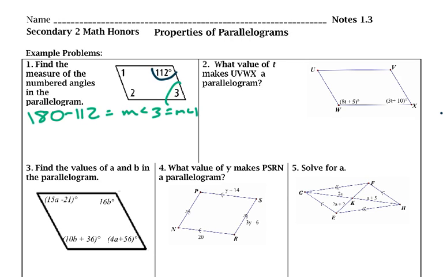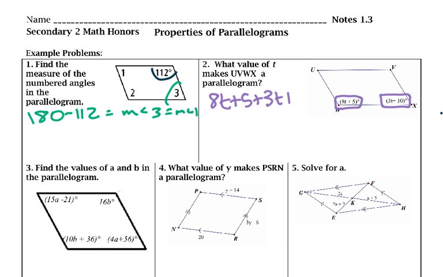Now number 2, what value of t makes UVWX a parallelogram? So if this is going to be a parallelogram, if you notice we don't have these lines telling me that it's a parallelogram, but it's saying if t had a certain value, then this would have to be a parallelogram. What would that value be? So in order for this to be a parallelogram, what has to happen with those two angles? So think about what we just talked about. What do those two angles have to be or do? So hopefully you remembered that they have to be supplementary.